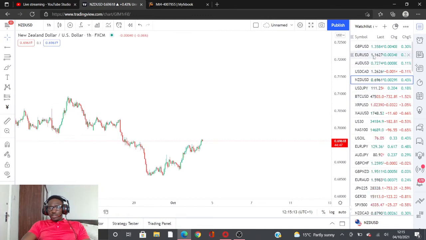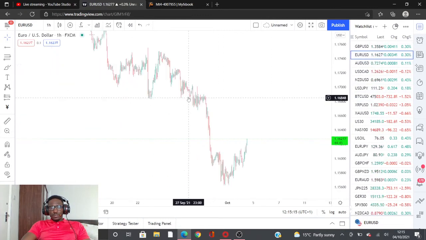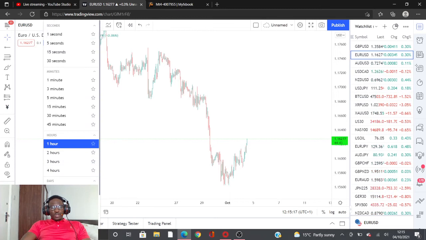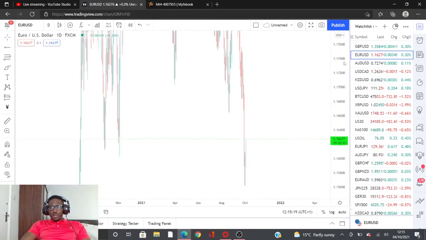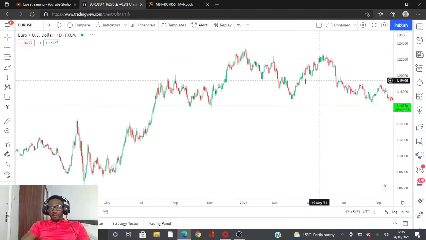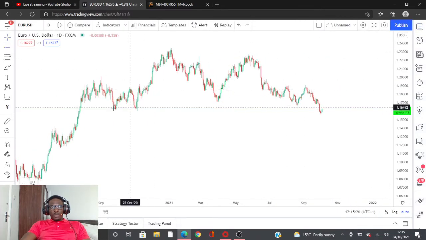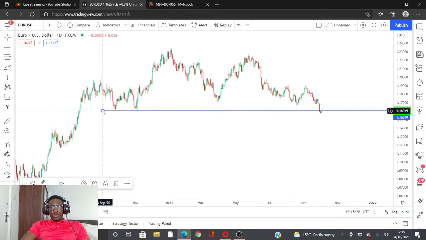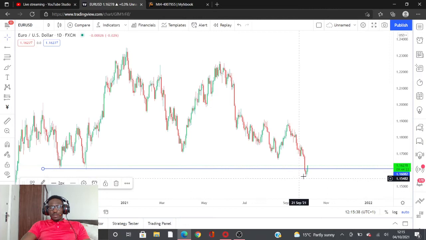So let's have a look at the euros. I touched on the euro on the first or the second live stream that I've done when I said that we had a really important level here where if the euro breaks that level, the market will take a breather. So now we've broken that level, and you can see the market is gradually coming back into the level. That's what the market does.